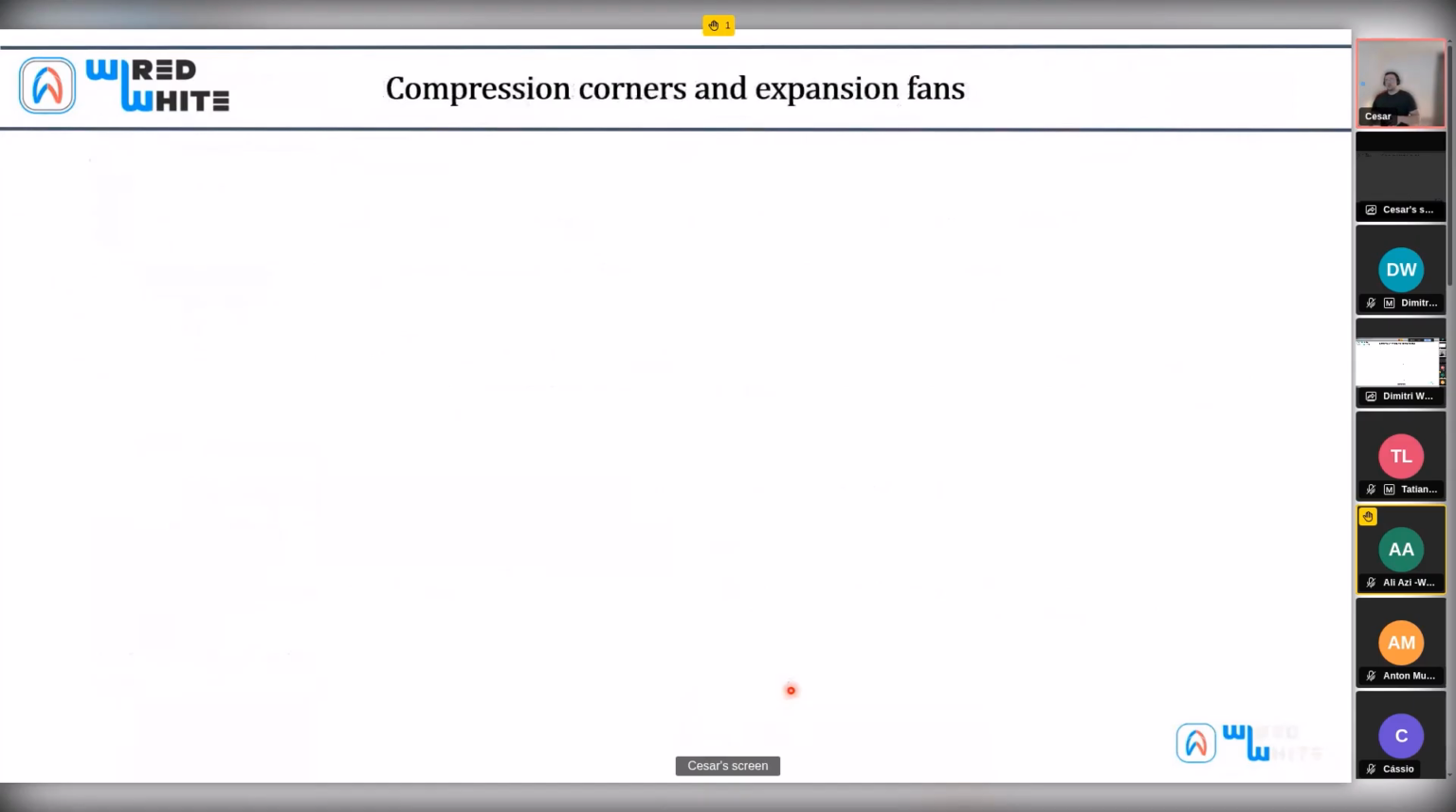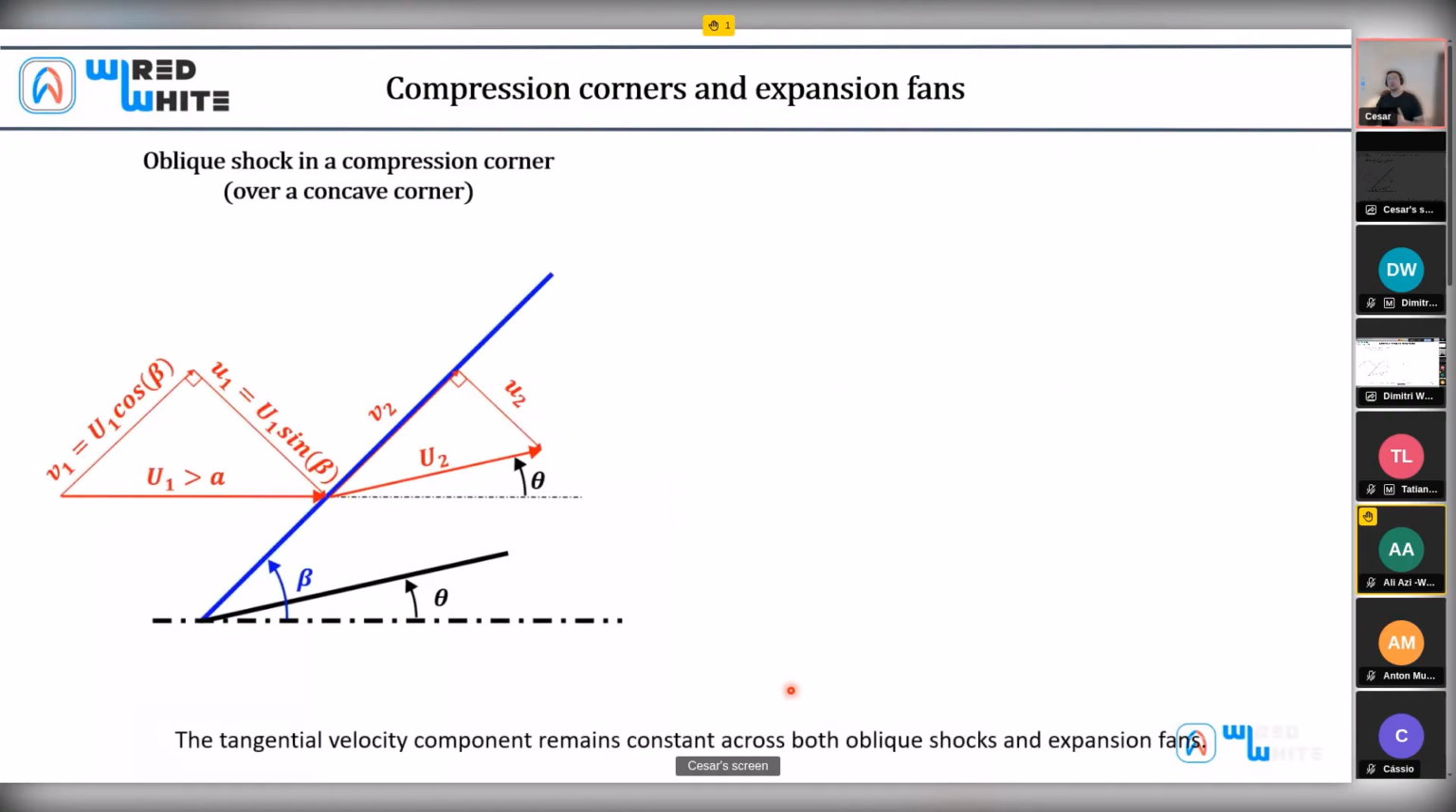Now that we have understood this, we're going to see how the supersonic flow behaves in a compression corner and in an expansion phase. So a compression corner is when the flow impacts a concave corner. This is basically when we have a geometry which is deflected a given angle, and therefore as a consequence a shock wave is formed. Initially, if we decompose the flow into the normal component to the shock and the tangential component to the shock, we can get the following relationships.